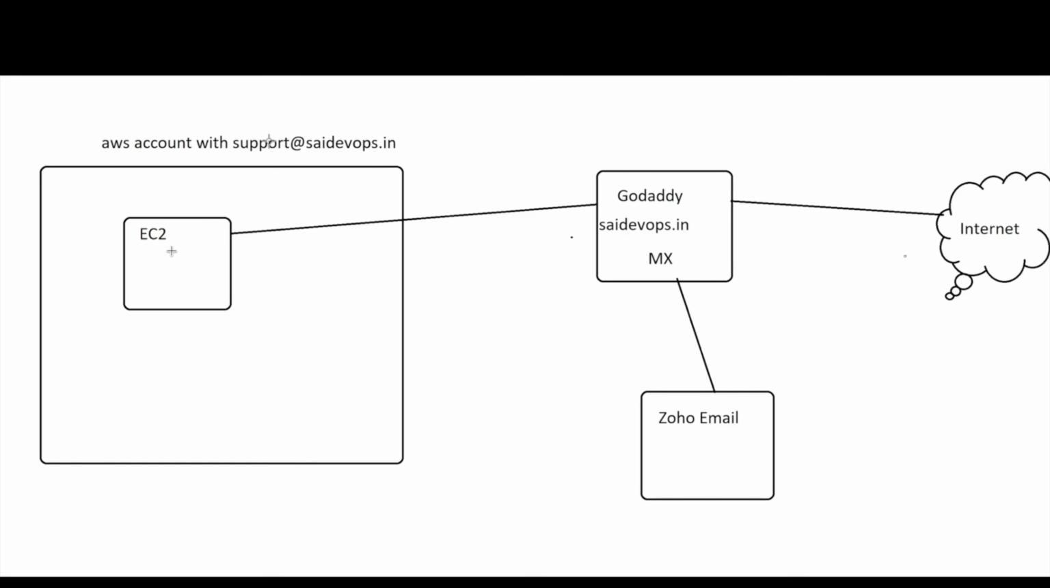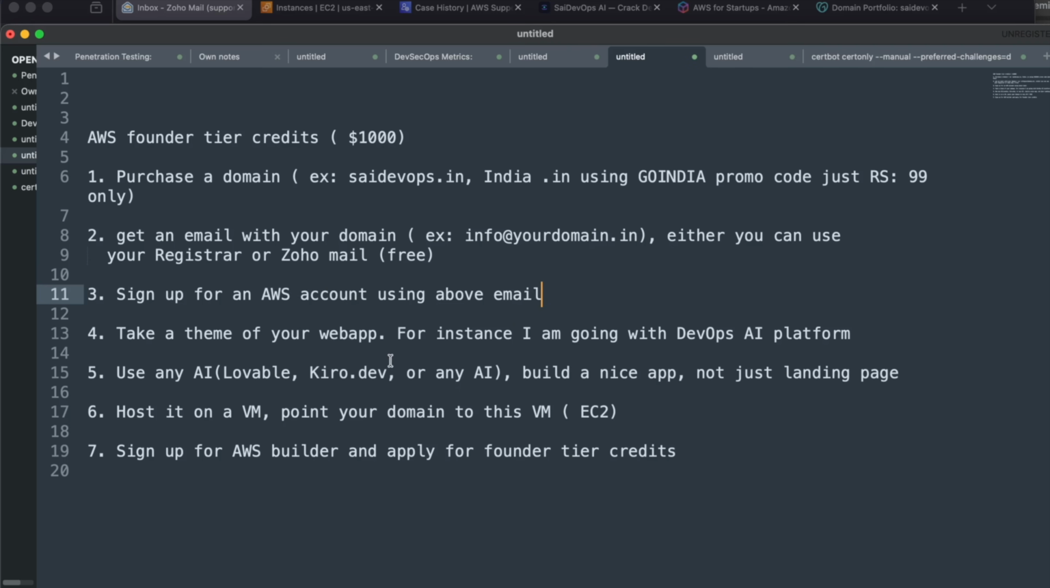And then I deployed an EC2 machine, and before that I already created an AWS account using this email. In my case, I created it with support at sitedevops.in. So make sure to use your domain's email while signing up for an AWS account. Then, once you have this EC2, you need to have a working website, because AWS used to give credits for just having a landing page as well, but recently they changed everything.